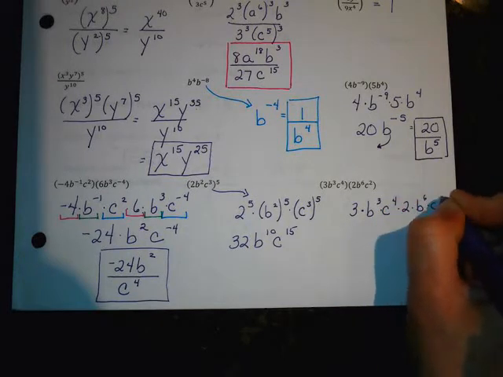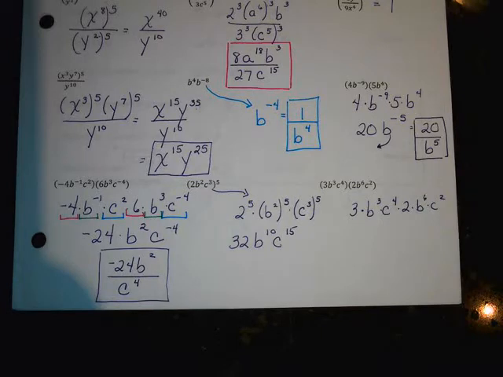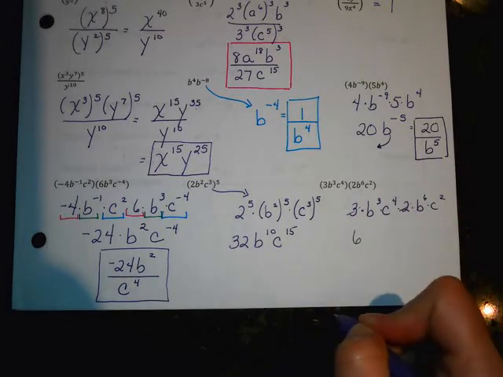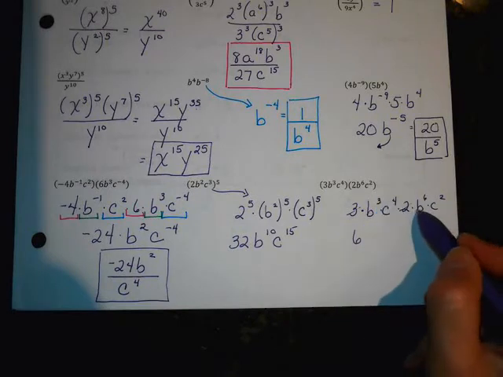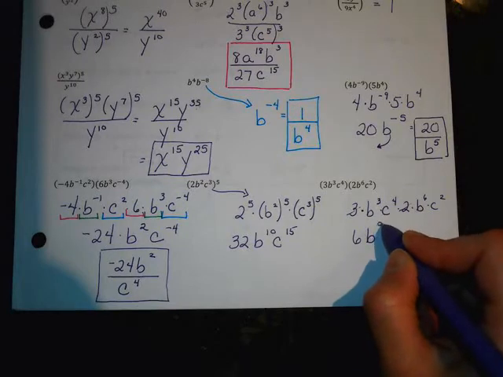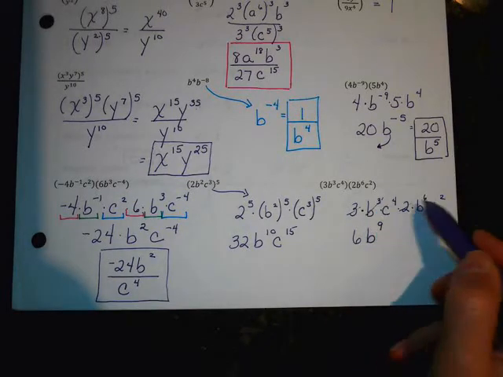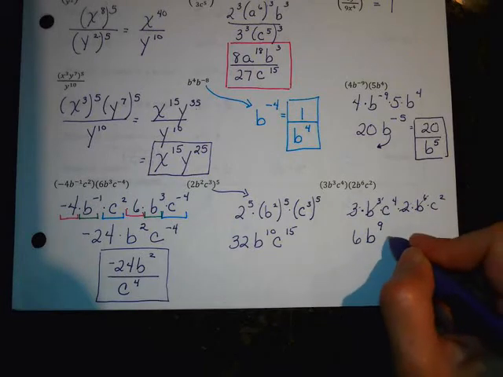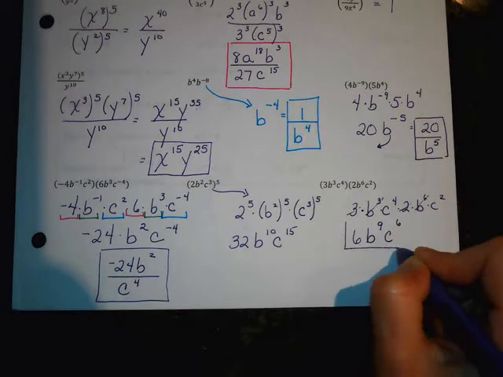So we've got 3 times 2 is 6. B cubed times b to the 6. You keep the base and add the exponents. All right, so we just took care of those. And then c to the 4th times c to the 6. You keep the base and you add the exponents. That good?